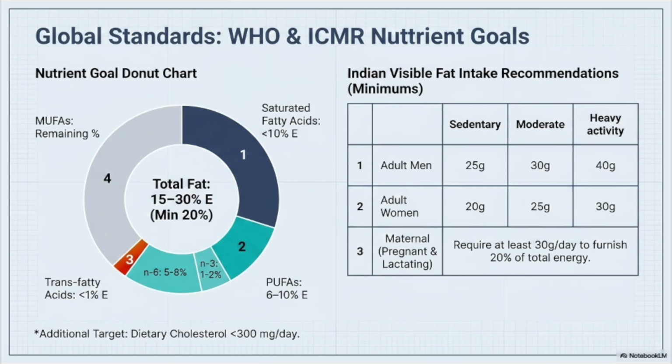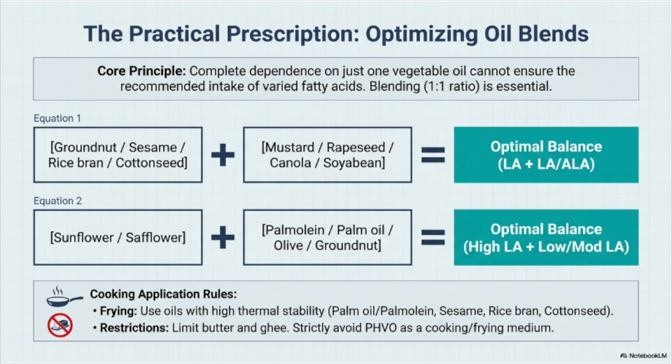For visible fat intake specifically, Indian recommendations suggest a minimum of 25 grams for sedentary adult men, rising to 40 grams for heavy activity, 20 grams for sedentary adult women, rising to 30 grams for heavy activity, and at least 30 grams per day for pregnant and lactating women to furnish 20% of total energy. So, how do we put this into practice at the plate?